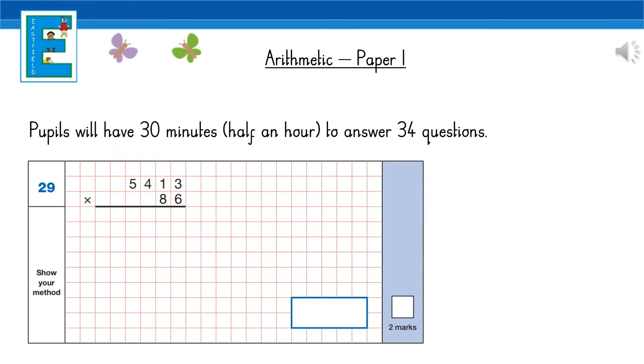The first paper is arithmetic. Pupils will have 30 minutes, which is half an hour, to answer 34 questions. I have put an example on the slide in front of you which requires children to answer a multiplication calculation. As you can see on the right hand side, this question is worth 2 marks. The child would get 1 mark for 1 correct answer and another mark for showing their calculation, for showing their method.